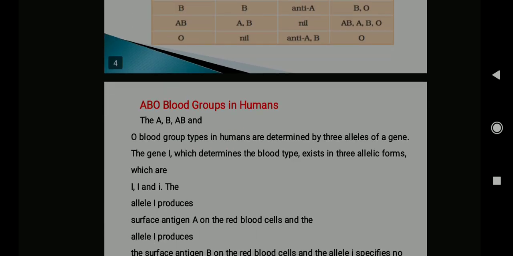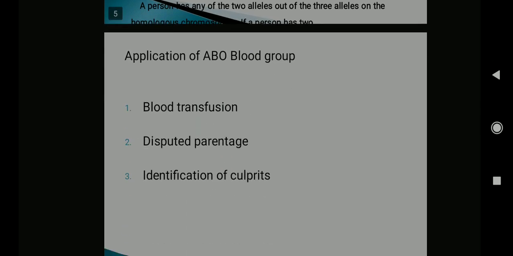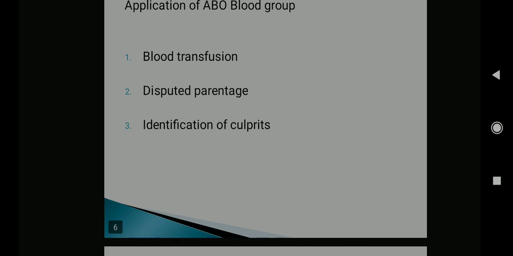So next we are going to learn applications of ABO blood grouping. First, we are going to learn blood transfusions. The transfer of blood from one person to another is called blood transfusion. Blood transfusion is a life-saving process in accident and operation cases.